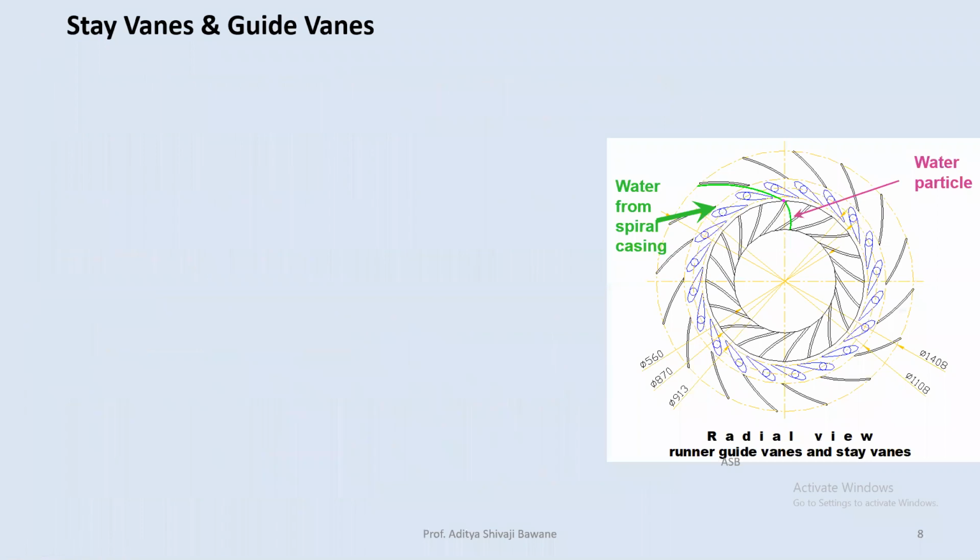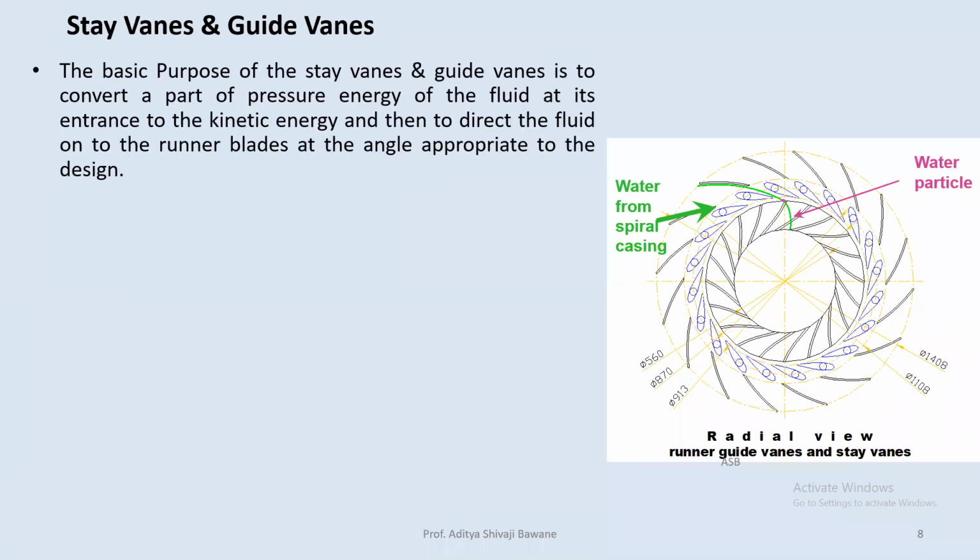So there are two main terms, stay vanes and guide vanes. From this you can clearly understand how the water flows from the outer periphery to inside the turbine. The basic purpose of stay vanes and guide vanes is to convert a part of the pressure energy of the fluid at its entrance to kinetic energy, and then to direct the fluid onto the runner blades at the angle appropriate to the design. During the design we set the shape of these blades so that water will enter and leave without shock.